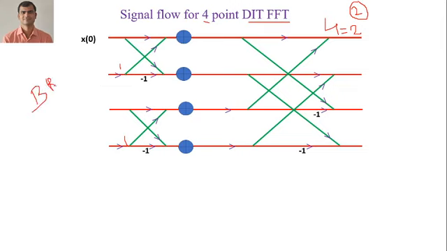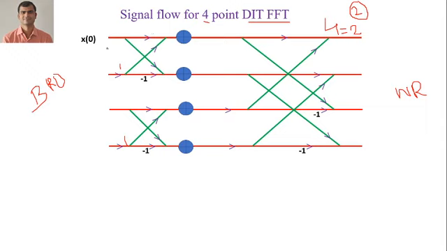Input sequence is in what? Input sequence is in bit reverse order and output sequence is in what? Natural order. So here simply we'll be having x of 0, x of 1, x of 2, x of 3, and here it is what? Here simply it is bit reverse order.